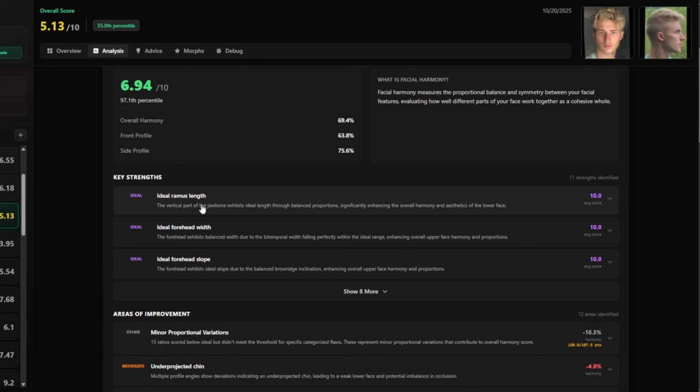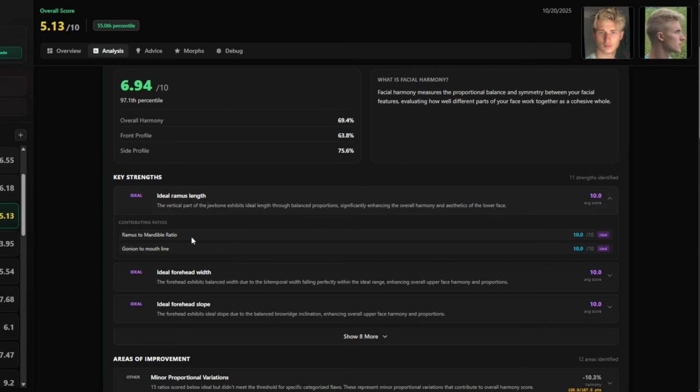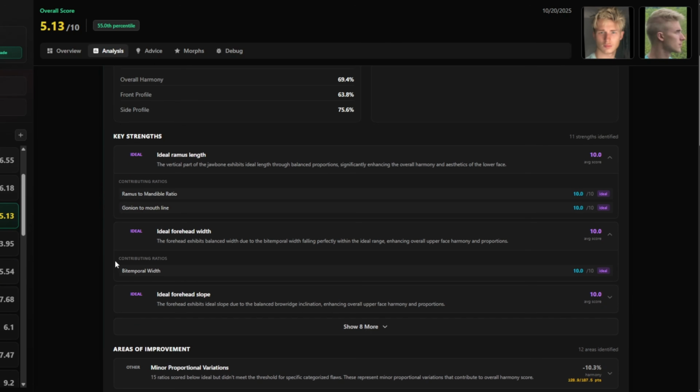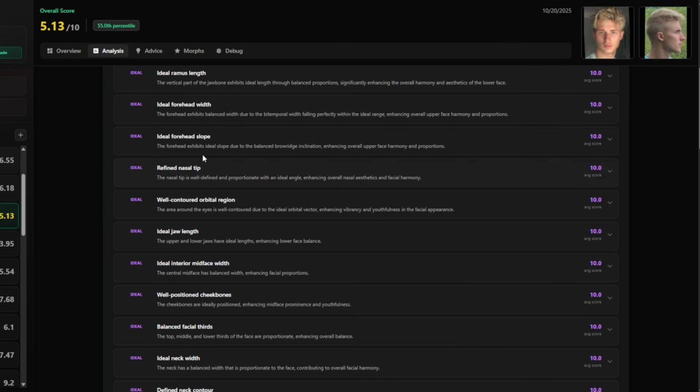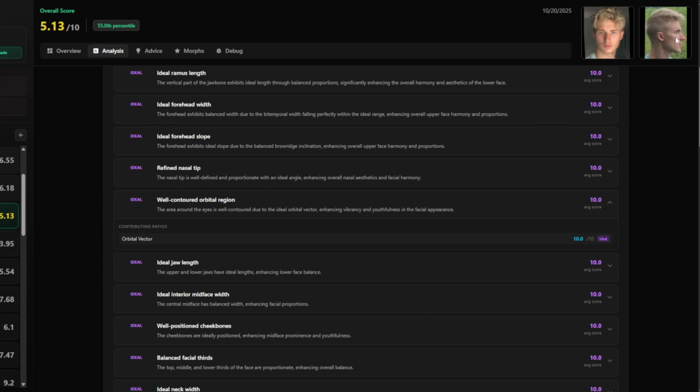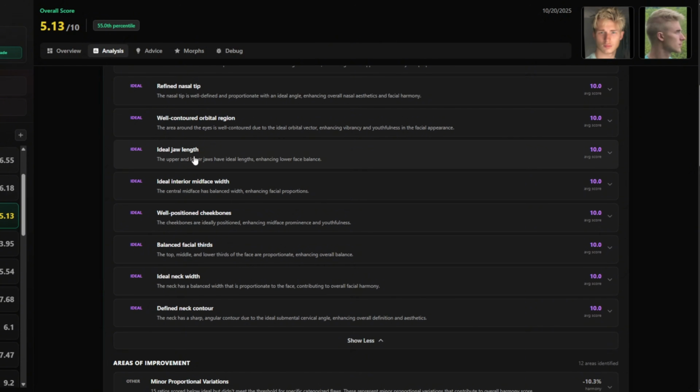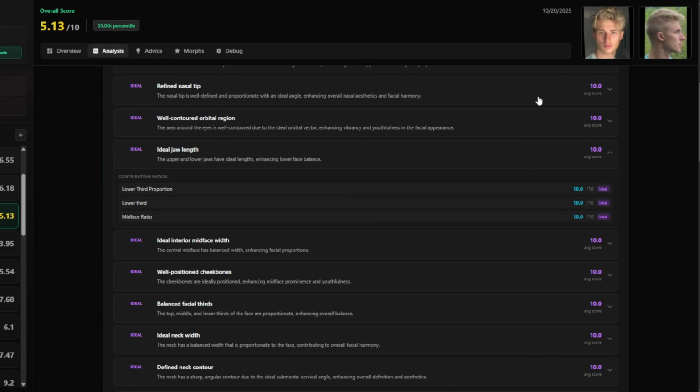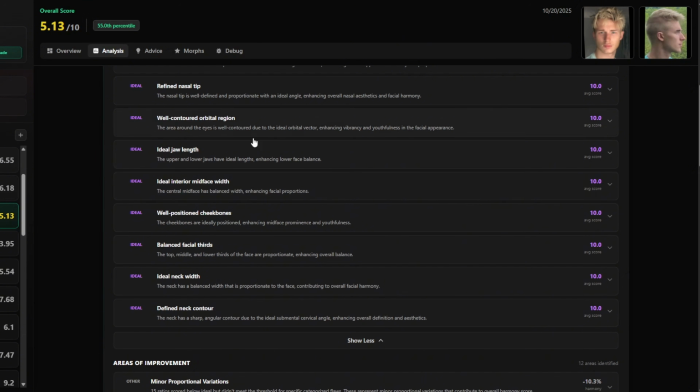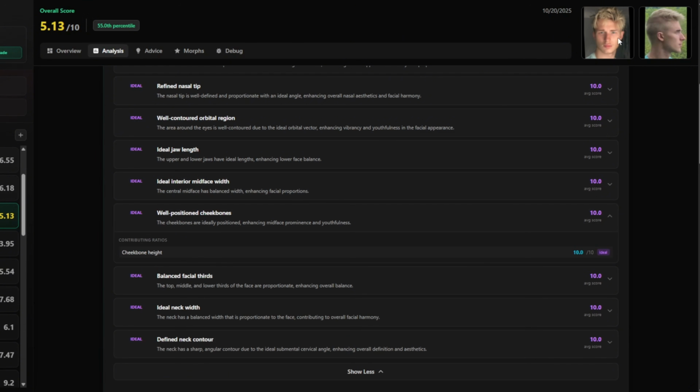And the first thing you'll see here is your strengths, which in his case, he has a long ramus. Based on different assessments, it'll tell you which features are strengths: ideal forehead width, ideal forehead slope, not overly sloped back, not overly upright or flat, refined nasal tip, well-contoured orbital region, so he seems to have a positive orbital vector, ideal jaw length in terms of his jaw height related to his other proportions, well-positioned cheekbones.